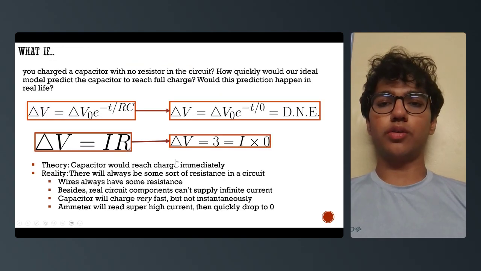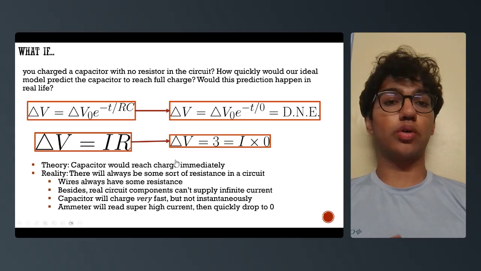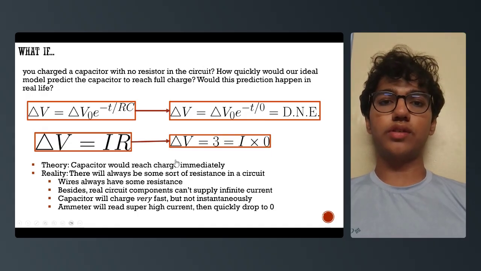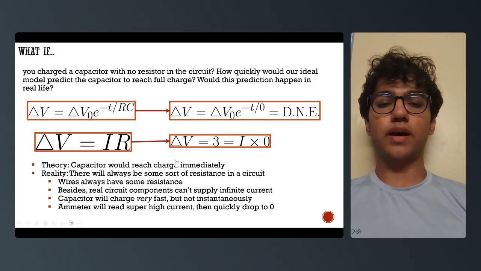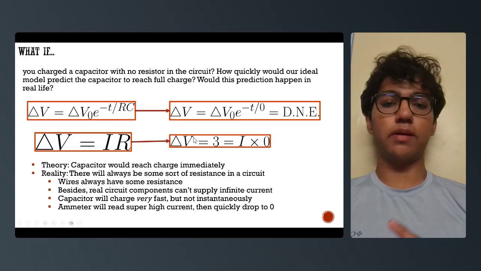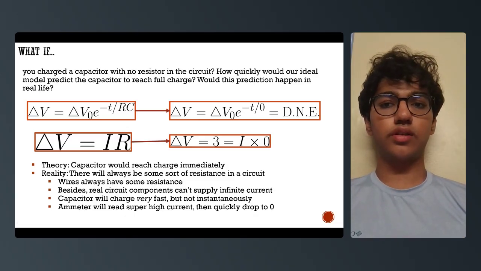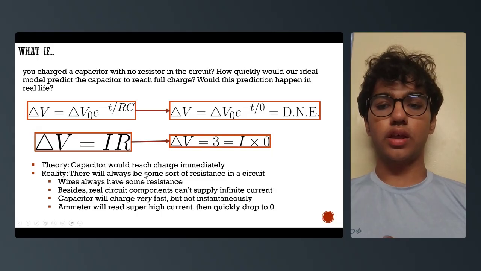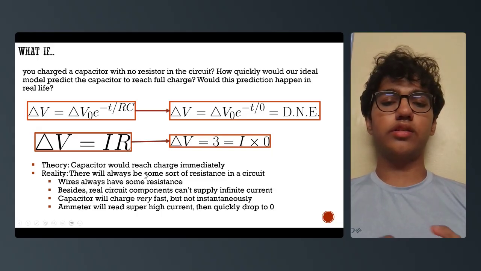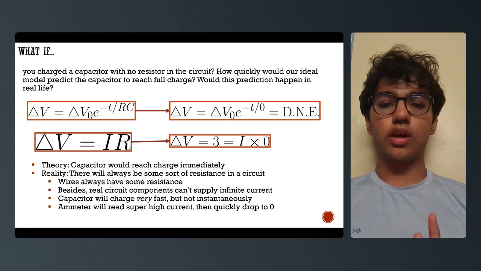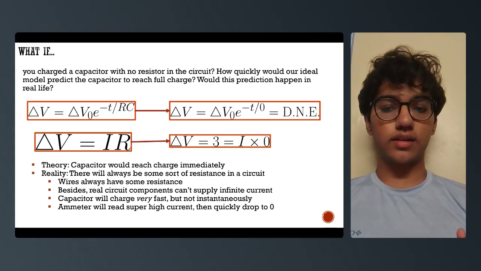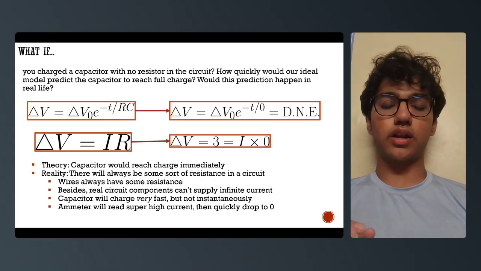So for the what-if question, what if we charge a capacitor with no resistor in the circuit? If that was the case, in theory the capacitor will reach charge immediately, but in reality there will always be some sort of resistance in the circuit. So V equals IR. Also, real circuit components cannot supply infinite current. So the capacitor will charge very fast but not instantaneously, and the ammeter will reach a super high current and quickly drop to zero.